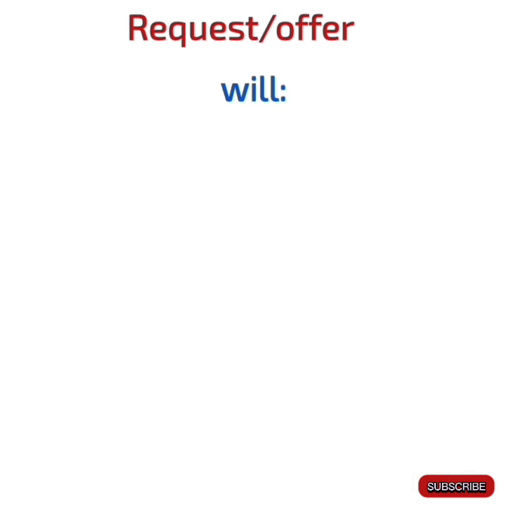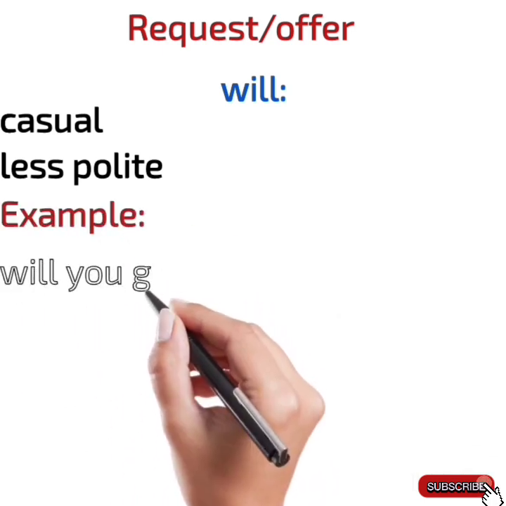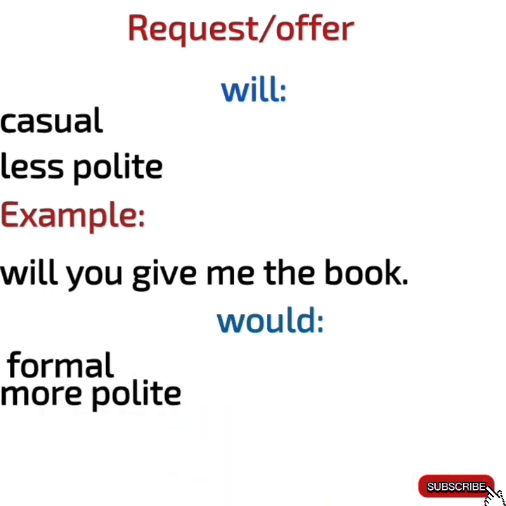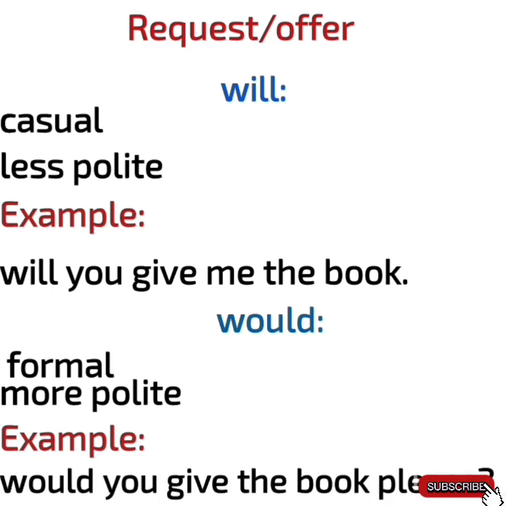Second, request or offer. Both will and would are used as a request or offer. Will. In a request, will is used in a casual, less polite way. For example, will you give me the book? So here we used will because we are talking in a less polite, casual way. But in a request, would is used in a more formal and more polite way as compared to will. For example, would you give me the book, please? Here we are talking in a more polite and formal way. So we used please in this sentence. So that's the difference between will and would as a request.